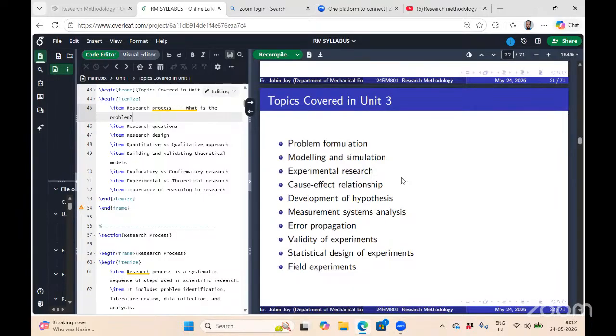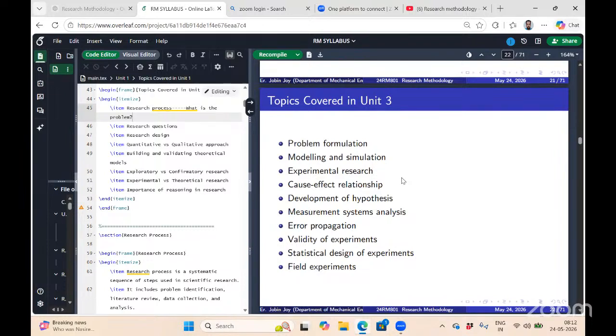Validity of experiments means whether the result is correct or not. For example, if we have simulation results, how can we validate those simulation results? We can compare simulation results with experimental results. So validity of experiments is very important.